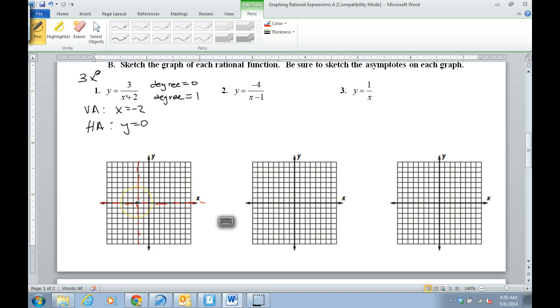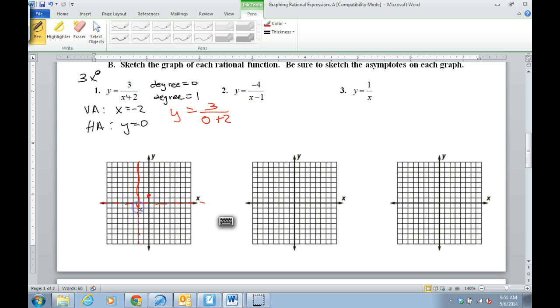Now we want to find the y-intercept. So to do that, I'm just going to say y equals 3 over x plus 2, and I'm going to change my x value to 0. So what is my y-intercept in this case? 3 halves. So if I go over here at 1.5, which is 3 halves, and put a little dot there, that's where my function crosses the y-axis. It's right here.